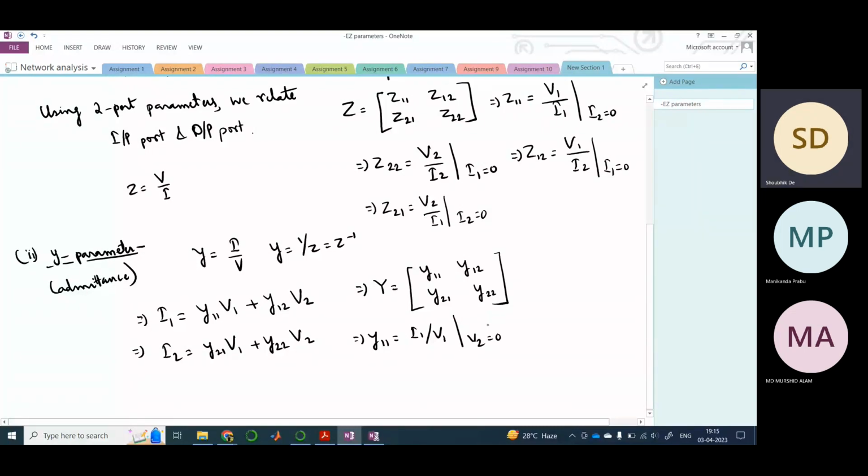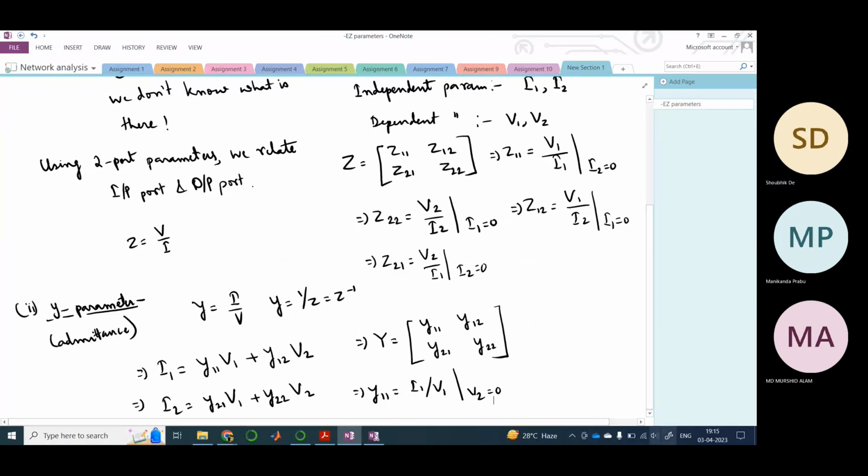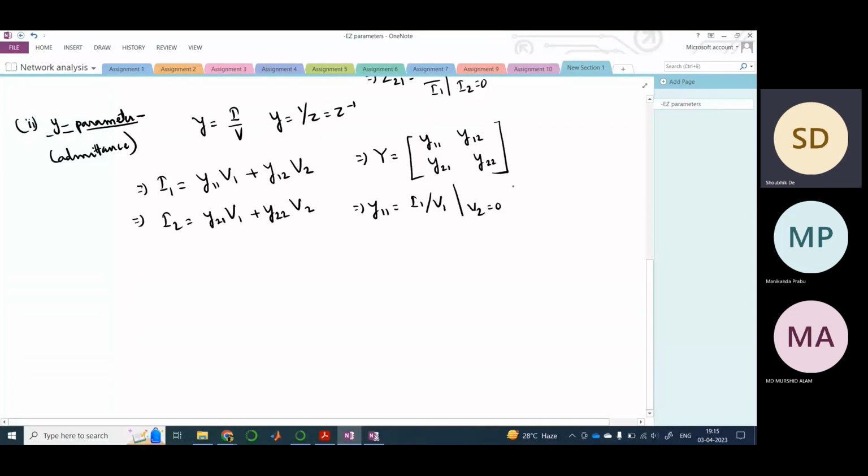So we need to short the output terminal. In this case, we just short this terminal and then determine Y11. Similarly, we also have the other parameters. Y12 would be I1 by V2 when V1 equals 0. Similarly, you can derive other parameters also, so we can write it like this.